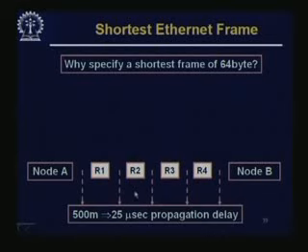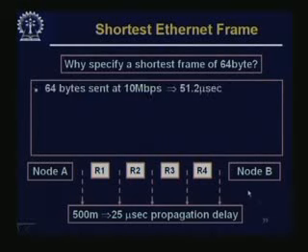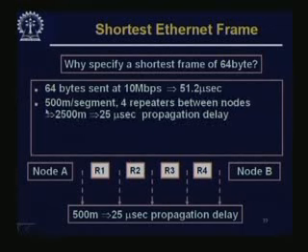Of course, nowadays we don't even use such coaxial cables. We will come to that. So, what happens is that 64 bytes sent at 10 Mbps would take 64 into 8 is 512 bits. So, 512 bits at 10 Mbps is 51.2 microsecond. And then 500 meter per segment, 4 repeaters between the nodes. So that means there are 5 segments, so 2500 meters in all.